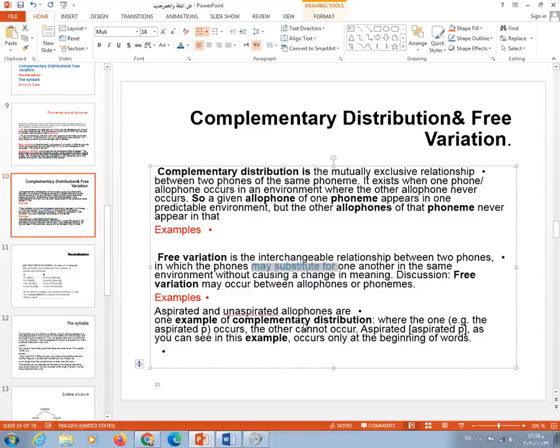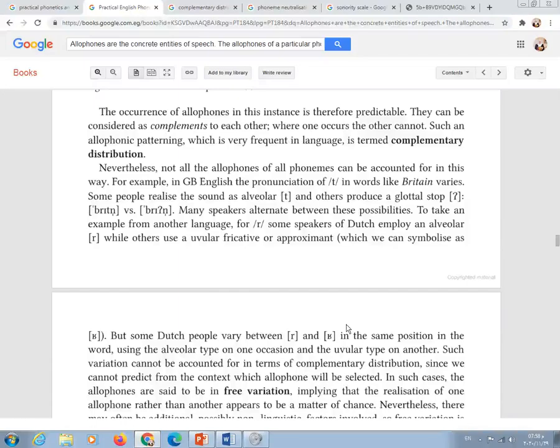And we have examples. Let's look at the book, back to the following page. I want you to turn the page, and we have page 26, some examples at the top of the page.